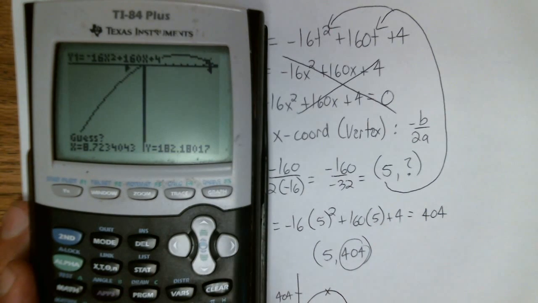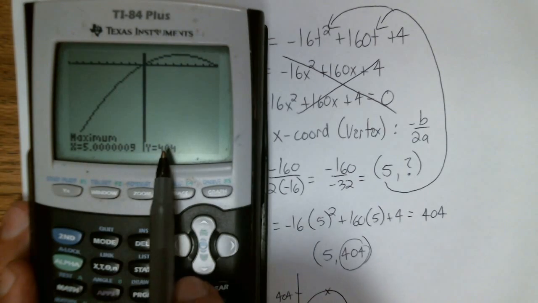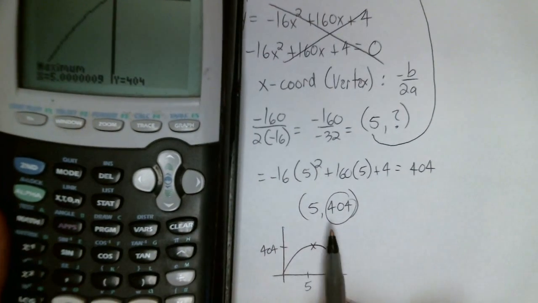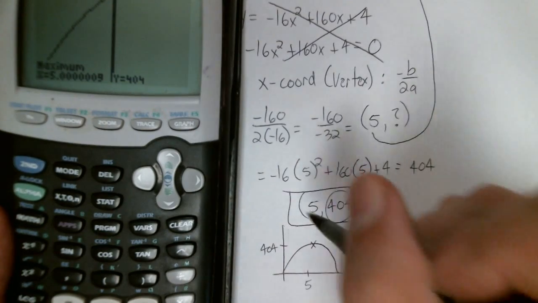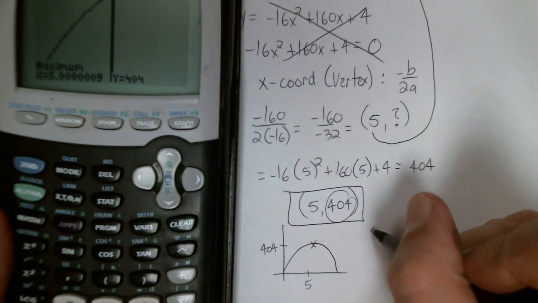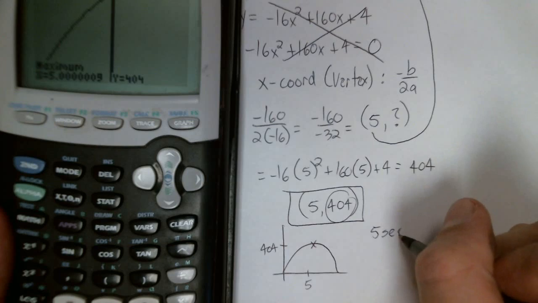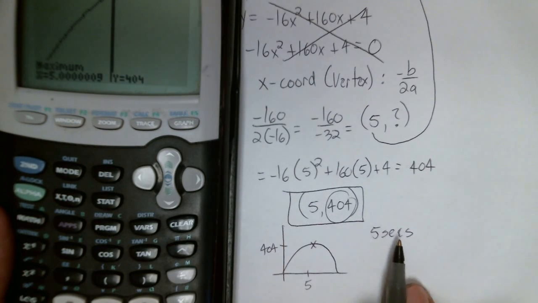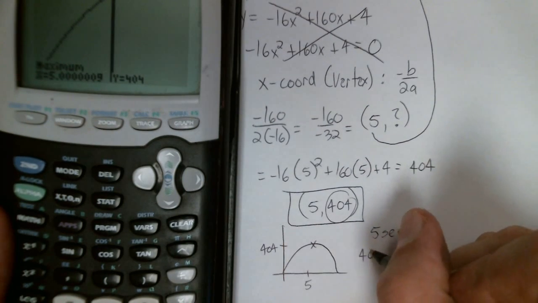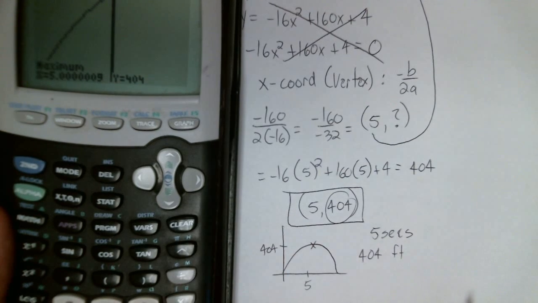Press enter. Yes, Mr. Calculator, I want you to guess. And lo and behold, it spits out 5 comma 404, which we already knew because that's what we got when we solved it manually. So once again, it's going to be 5 seconds for the time, 5 seconds for the time with a height of 404 feet, okay?